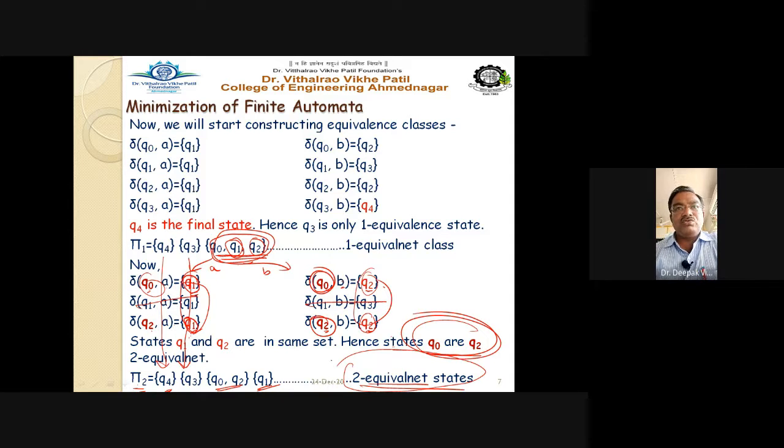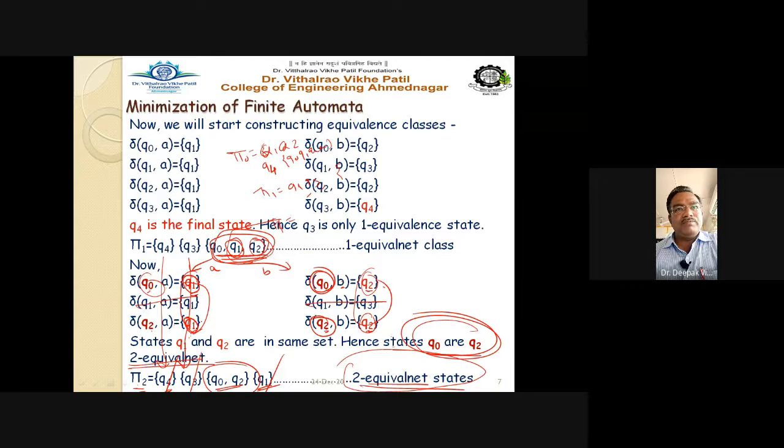Getting this point? So see carefully. Initially we are at pi 0, where we have Q4, which is the final state, and the rest of the states Q0, Q1, Q2, Q3 are here. In case of pi 1, we have Q4, we have Q3, meaning we have separated Q3, and only three states were there. And in case of pi 2, we have Q4 separated, Q3 separated, Q1 separated, and only Q0, Q2 remain as they are. And we are calling Q0, Q2 the two equivalent.